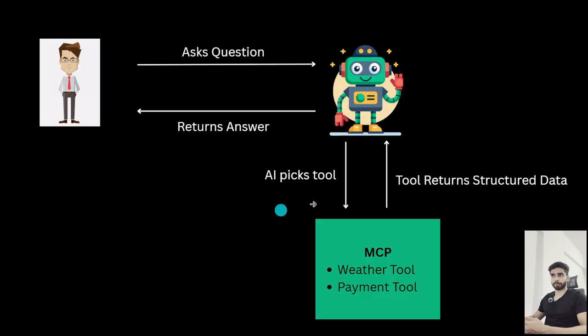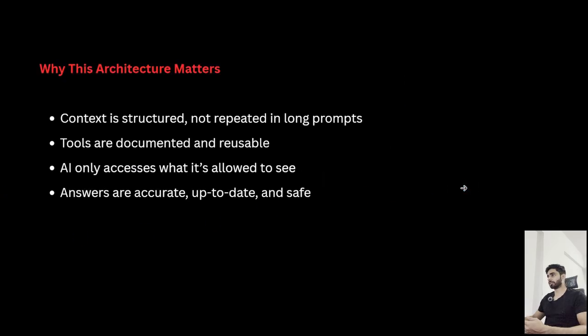This is why the architecture matters. Context is structured, there are no long or repeated prompts, tools are documented and reusable, AI only accesses what it is allowed to see, and AI answers are accurate, up to date and safe. So in short, MCP turns AI from a guessing machine into a smart assistant that actually knows what it is talking about without relying on huge repeated prompts.